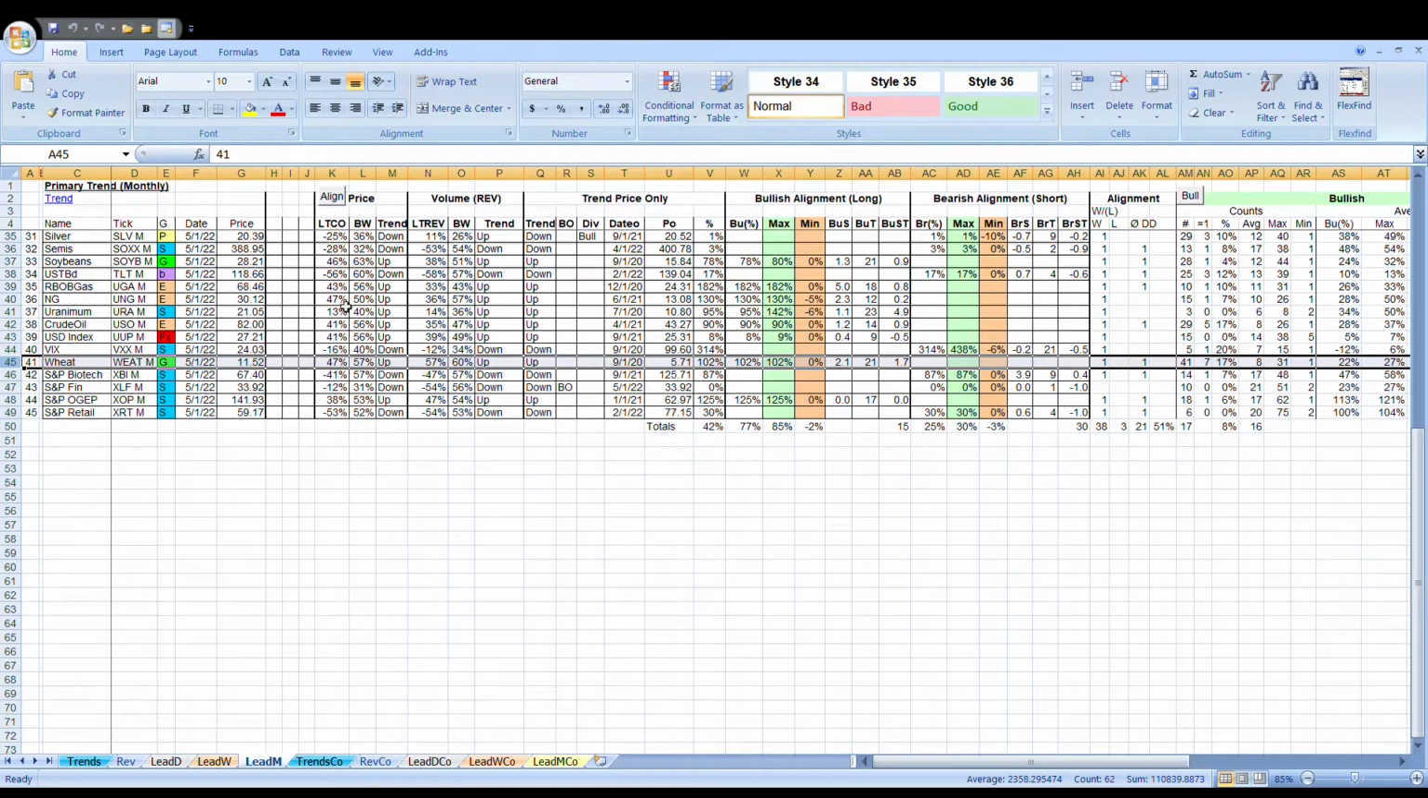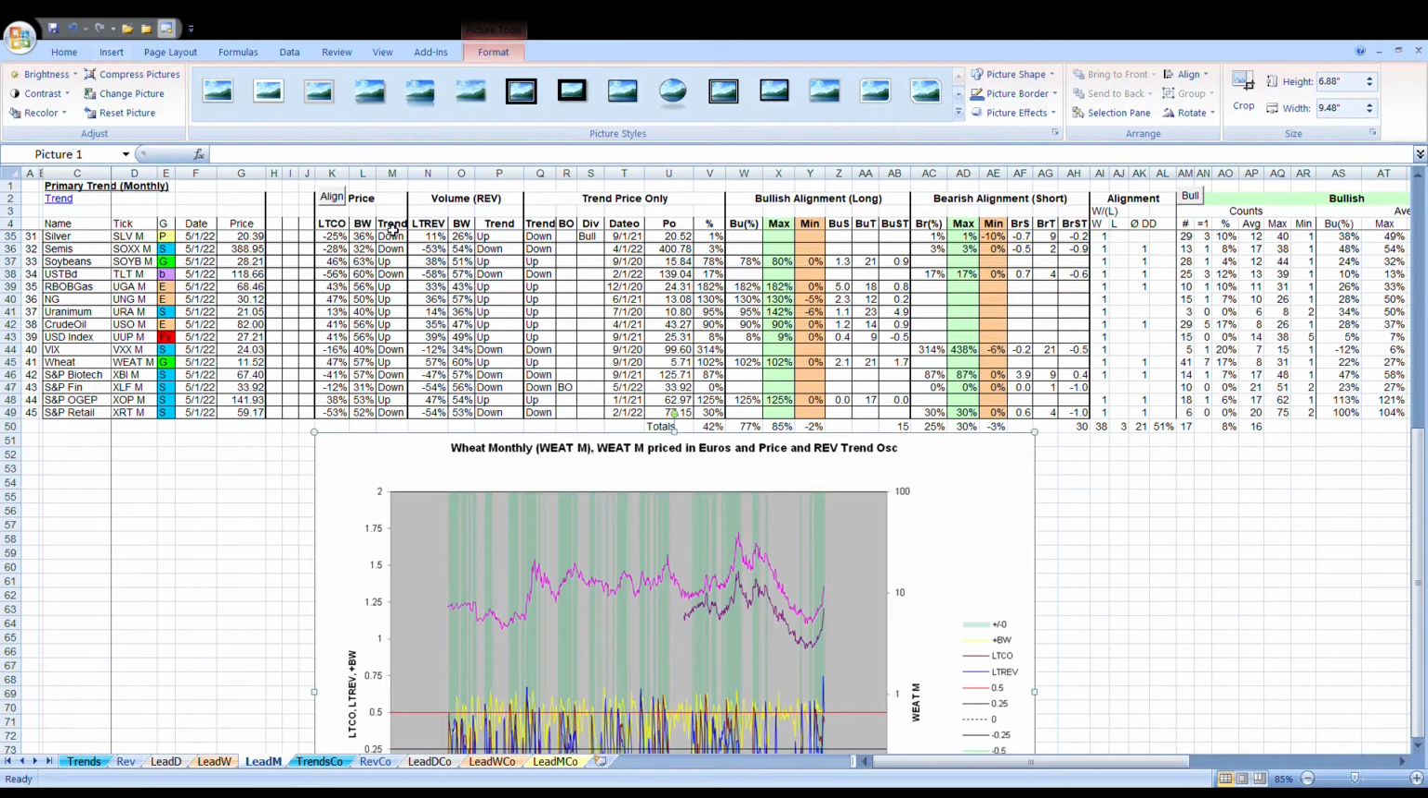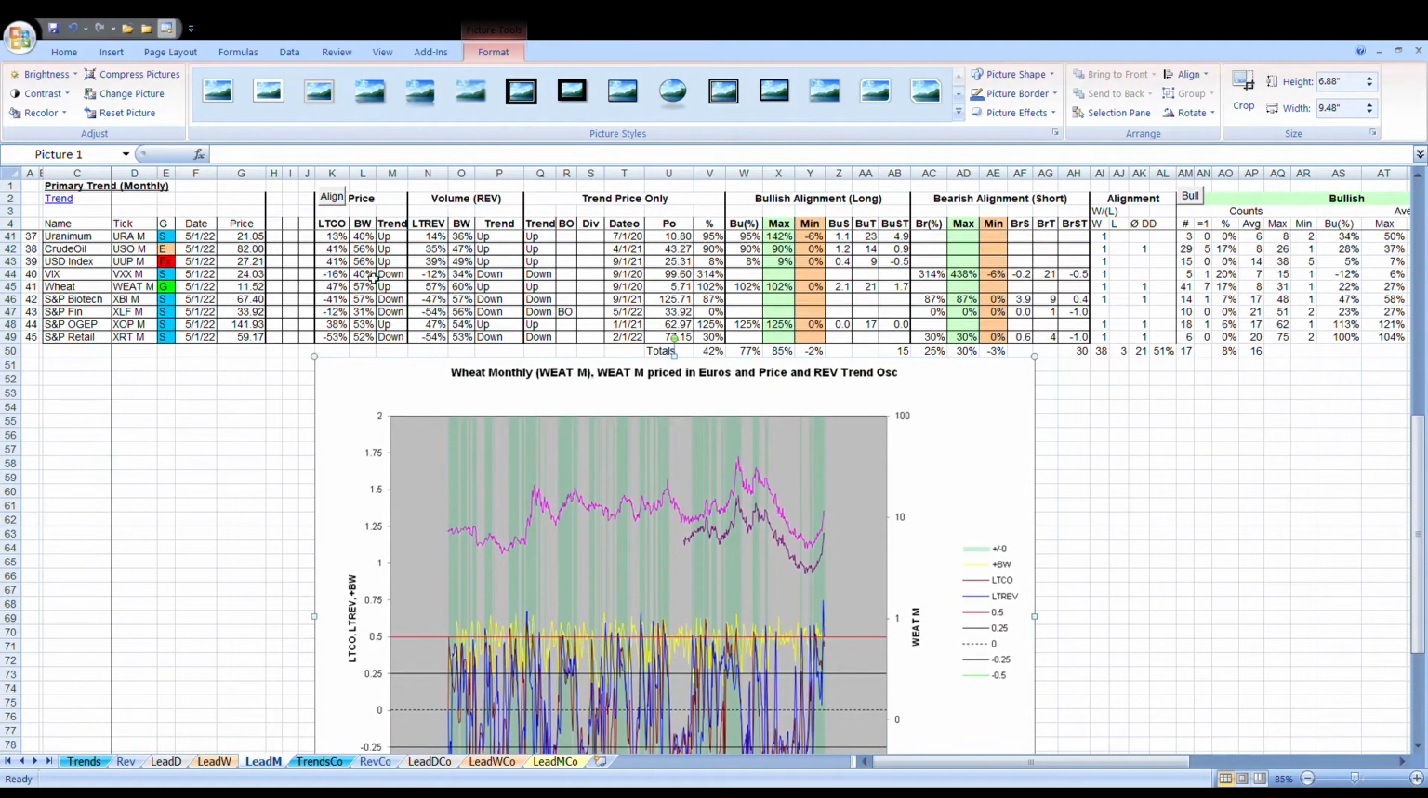We're focusing on the LTCO, and that's 47 for the LT price oscillator, and BW is volatility. If you have a hard time visualizing it, that's why I'm pulling up some charts. Let's go into the monthly time frame and take a look at wheat, and it'll help visualize what I just said. The oscillator here is LTCO.